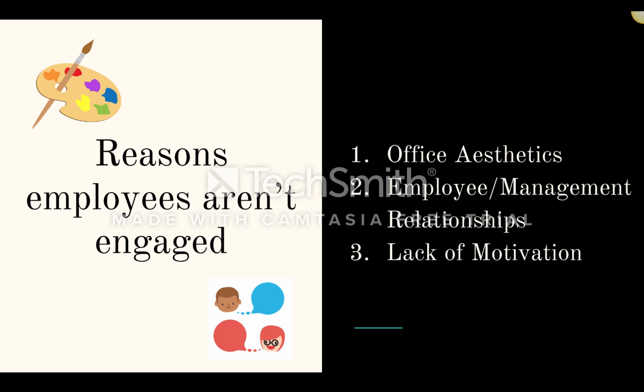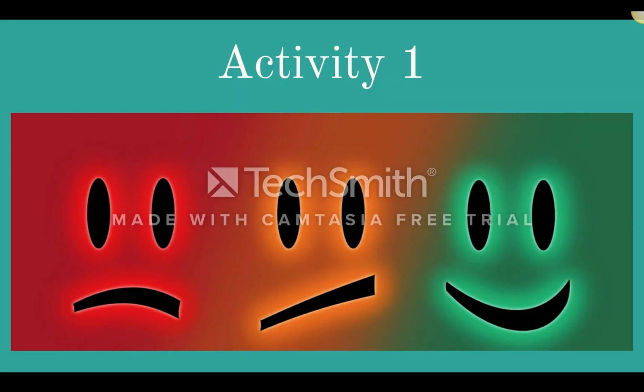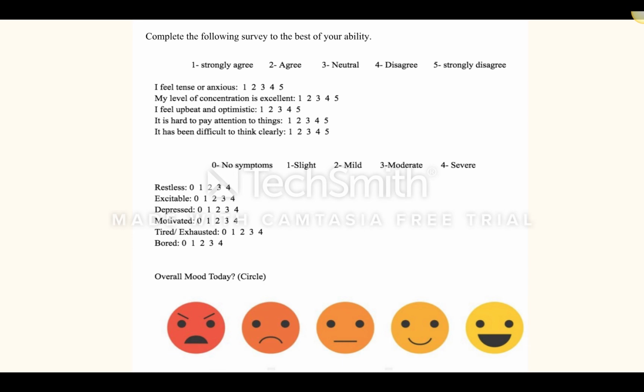So after we have them list some of their reasons, we are going to go over our reasons of why most employees aren't engaged. One could be office aesthetics, two, employee management and relationships, and three would be lack of motivation. So getting to activity 1, we would give out a survey that basically acts as a mood gauge to see how the two groups feel in the two different office spaces.